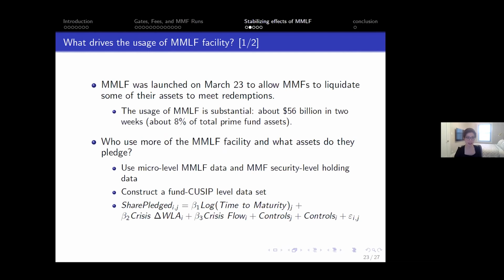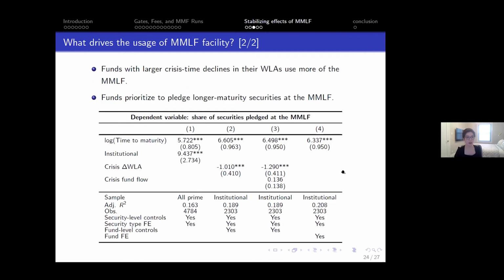And we use macro level MMF data and money market fund security level holding data to show that funds with larger crisis time decline in their WLAs use more of the MMLF. And it is interesting to see that in column 3, we have both crisis fund flow and crisis decline in WLA, and this crisis time change in WLA actually dominates the effects of crisis time outflow in driving the usage of MMLF. And we also found that funds prioritize to pledge longer maturity securities at the MMLF.